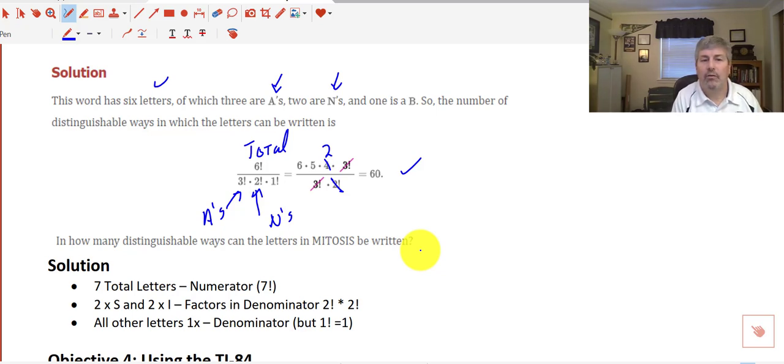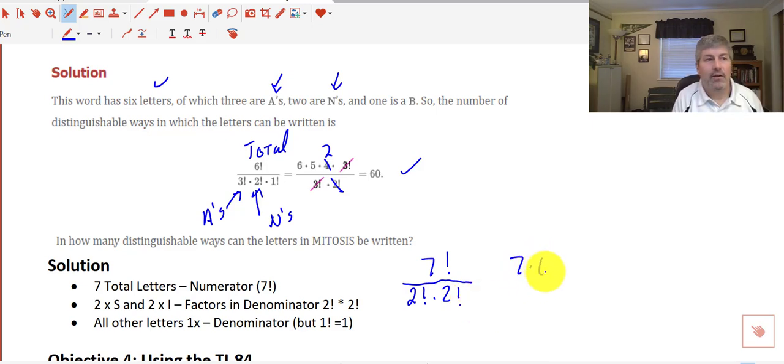In how many distinguishable ways can the letters in mitosis be written? Well, mitosis has 7 total letters, so my numerator is going to be 7 factorial. And then there are 2 S's and 2 I's. For the S's and the I's, we have a 2 factorial and a 2 factorial. And of course, then everything else is just 1 factorial. I don't think we even need to write those down.